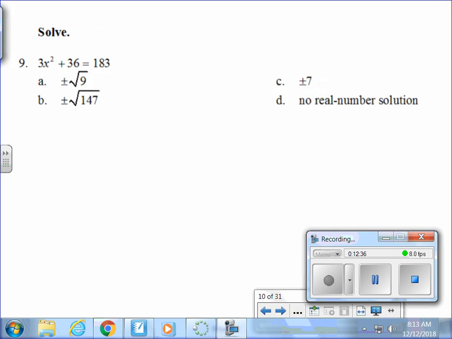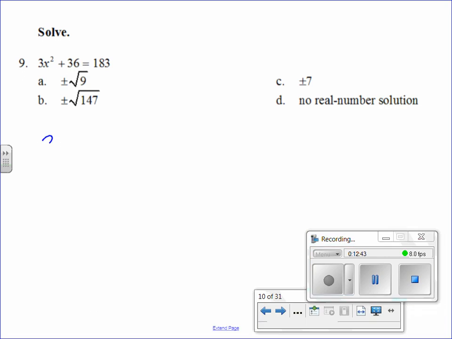All right, number 9. What would be step 1? This is when we always play the game. What do you think we should do first, Taylor? Subtract the 36. I agree. So we're going to subtract the 36 to join the 183.